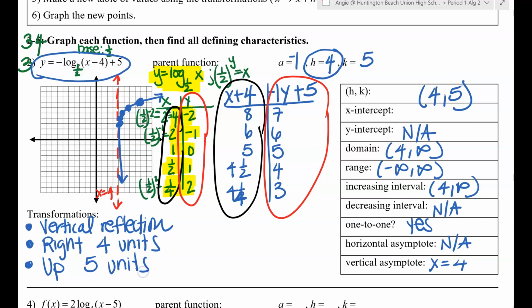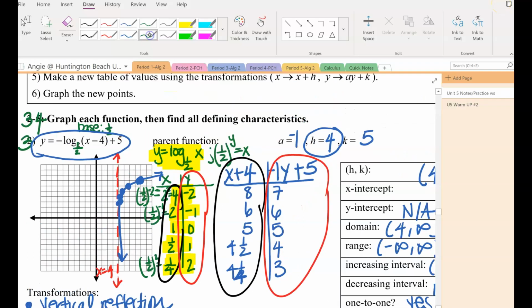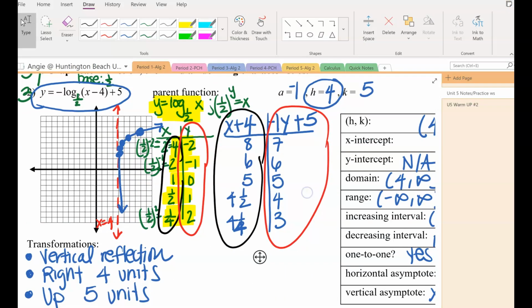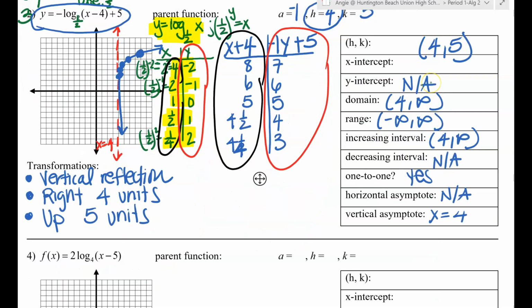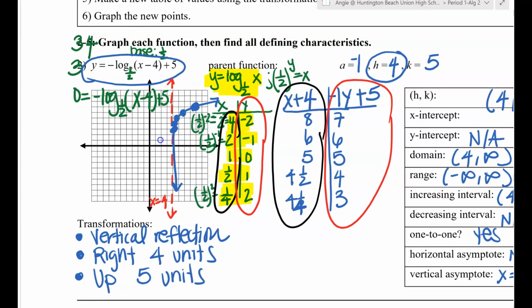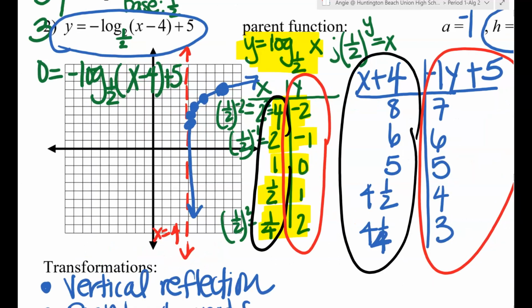Okay, so now the last component we have to calculate is going to be your x-intercept, okay? X-intercept is when y equals 0. I'm using a different color here and trying to squeeze that all in here. So 0 equals negative log base half of x minus 4 plus 5. First thing is we are going to move the 5 to the left, so that's going to be a -5 on the left side. Negative log base half of quantity x minus 4.